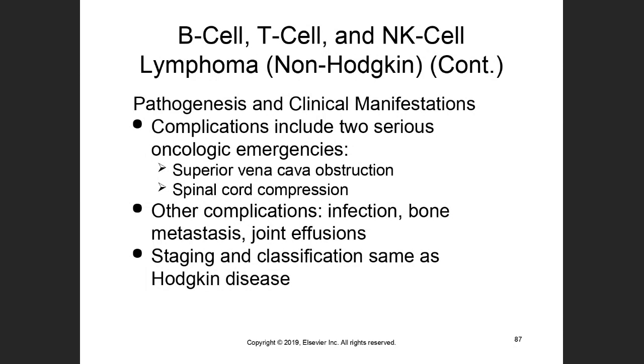Complications include two serious oncology emergencies: superior vena cava obstruction and spinal cord compression. If the lymph nodes in the neck are extremely swollen, they can cause an obstruction of the superior vena cava. If you have an obstruction of the superior vena cava, there is no drainage of the blood from the head and the upper limbs. Then you have swelling of the neck, head, and the upper limbs, and that's superior vena cava syndrome. It is a surgical emergency. You have to remove that lymph node to release the obstruction.